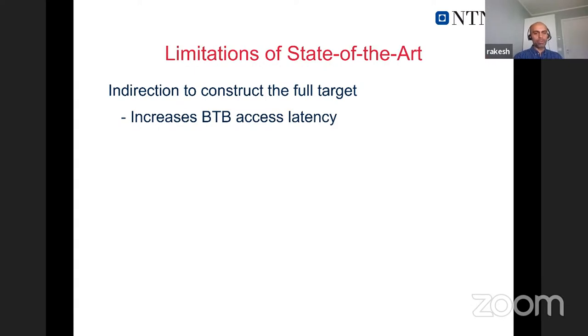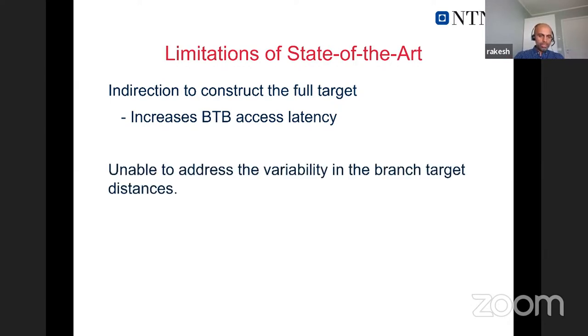And of course, this additional latency might affect your cycle time. And if you want to keep it within the cycle time, you need to somehow size your BTB, page BTB and region BTB in a way that you can still accommodate the latency, but that would reduce the number of entries you can save in both of them.